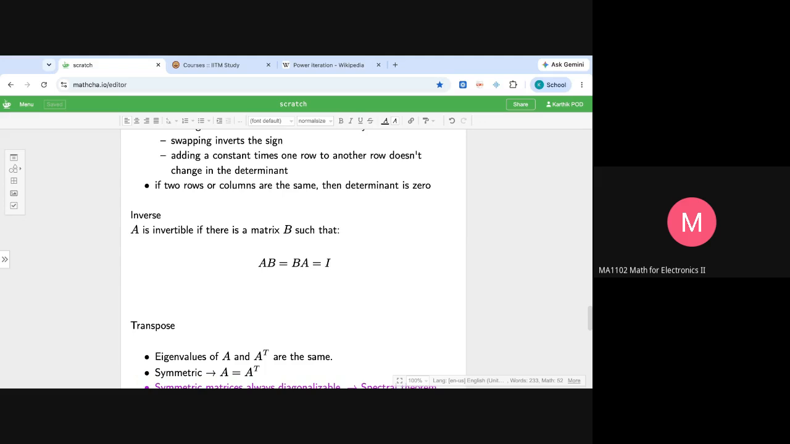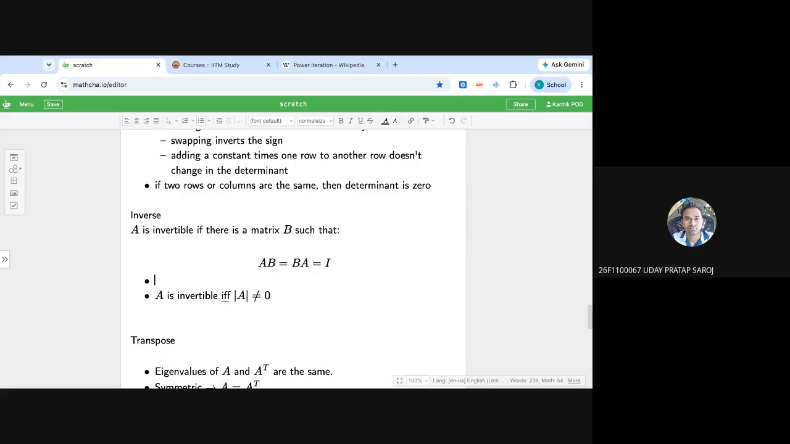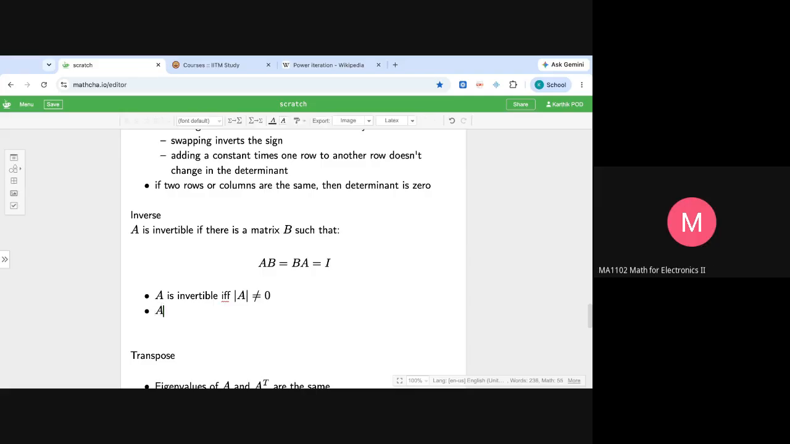So for the inverses, we know that A is invertible if and only if the determinant of A is not equal to 0, right? So that's a classic property. Yes, because otherwise it goes in the denominator, and we don't want to end up with infinity or not defined. Yeah, so there are, I think, many other things, right? If and only if A is full rank.